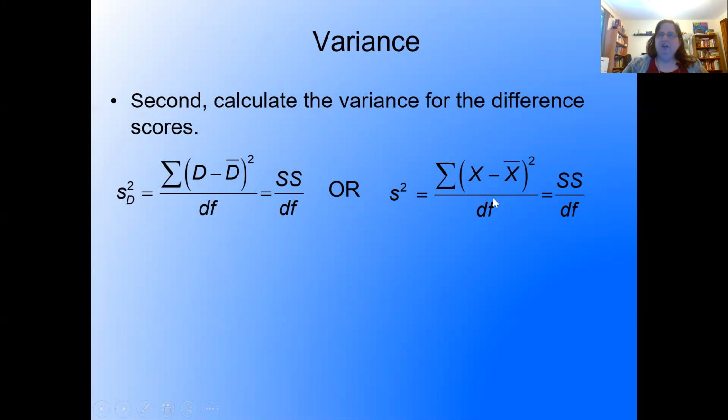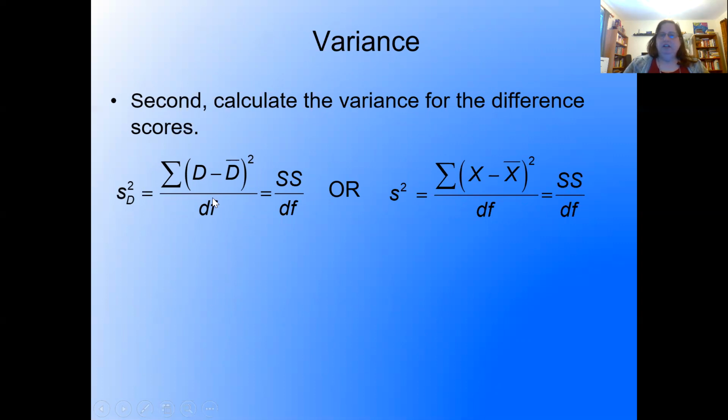I technically could run it using this. As long as I remembered that I was using difference scores, I could use the same formula for variance that I have used all along. But I like this one on the left because it reminds me that I'm only going to use difference scores. So the variance of the difference scores equals SUSAD. Subtract, square, add, divide. And we divide by n minus 1.